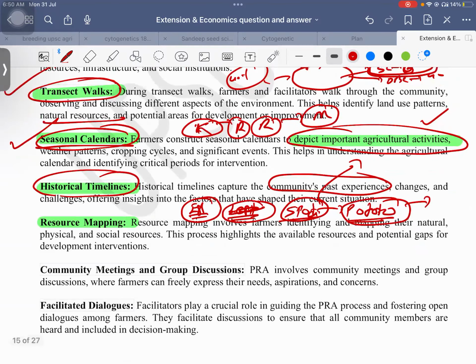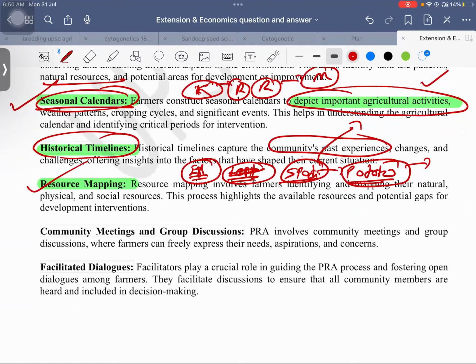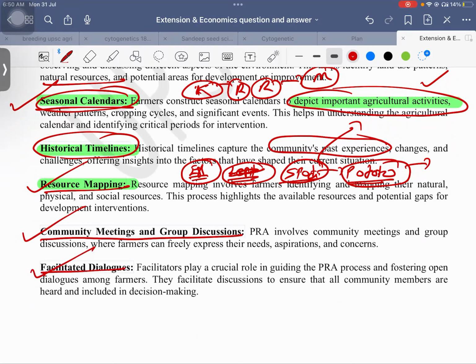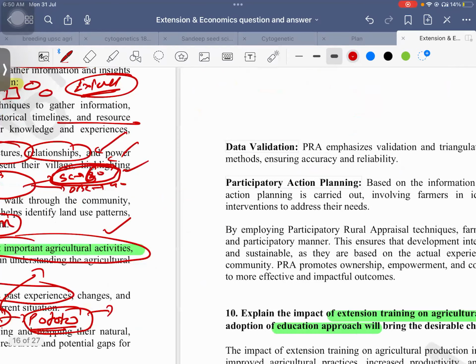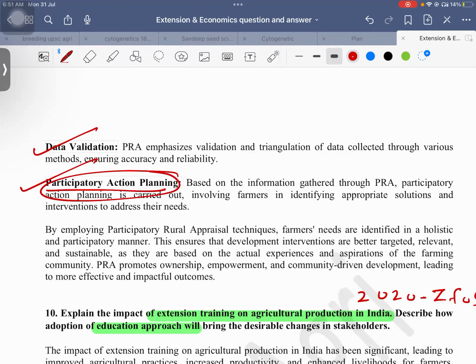Next is resource mapping. I told you resource mapping, community meetings and group discussions also we do, and facilitated dialogue. As it is a community-led approach, we take their knowledge also in decision making. Okay? And data validation and participatory action planning. Based on the data which we have gathered, we analyze the data using various methods, and participatory action planning, as it is a participatory approach.